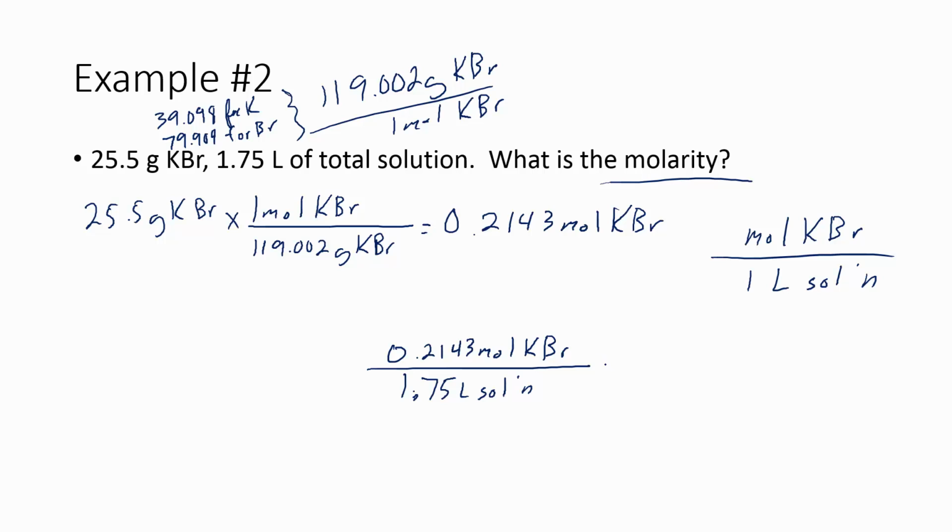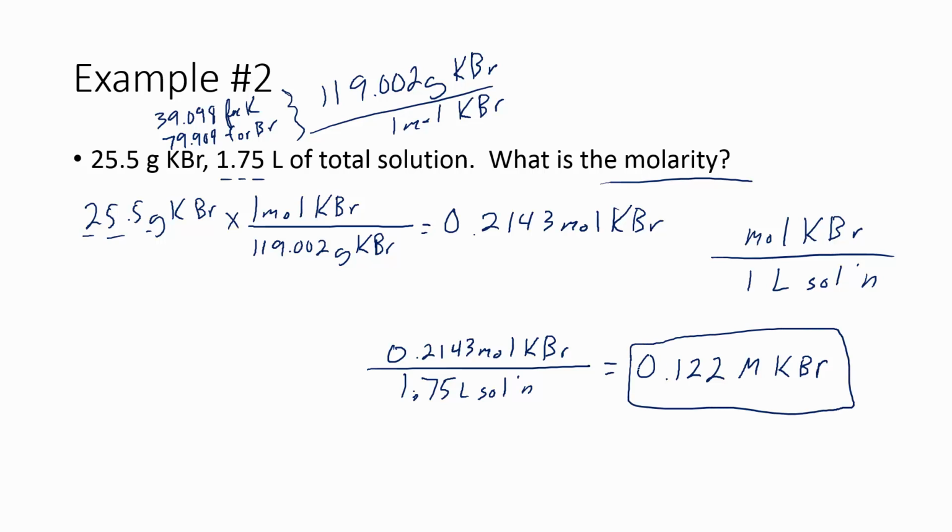Remember, don't round until the end. So divide by 1.75, and I get 0.122, 3 sig figs, molar KBr solution. Okay? So not a difficulty. I mean, there's some converting going on, and remember at the beginning, I'm sure you do by now, there's going to be a lot of converting going on. This is part of where we're starting to see a lot of that converting happen.